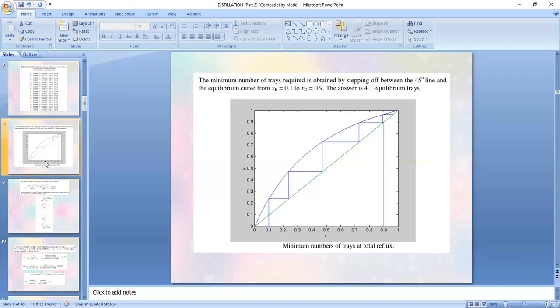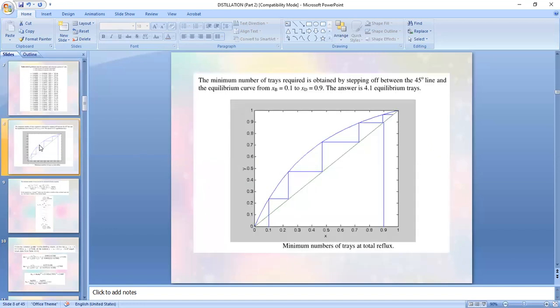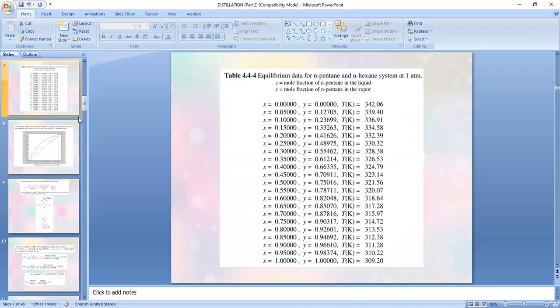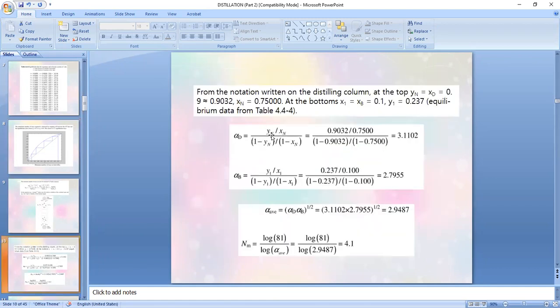I'm just giving a different scenario, checking whether you would know what to do. In this problem, you're given this. So the problem gave you two ways of determining the minimum number of stages. The first one is this, the easiest, the graphical. The second one is using Fenske's equation. So my question now, what if the problem is not giving you this table? The problem gave you this. What will you substitute here for the pair of x and y values in the alpha D and the alpha B formula?